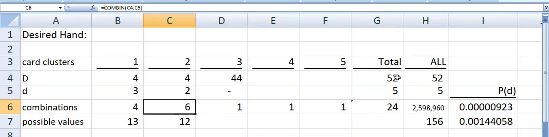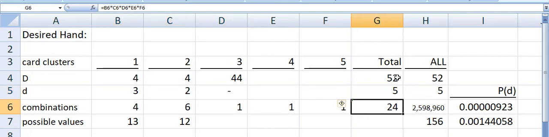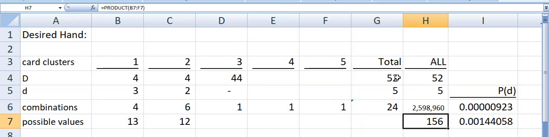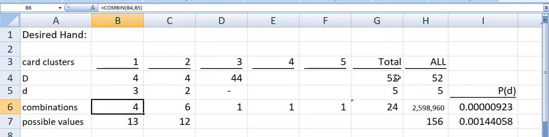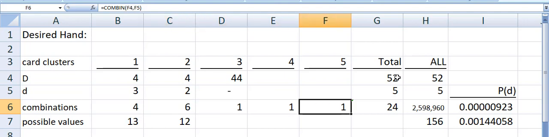So there are 24 different hands that I can make that do this, but there's 156 ways to do it. So 156 is because I could have 3 of a kind of any of the cards, as well as 2 of a kind of some other card as I go through. So I'm going to do a bunch of multiplication here.